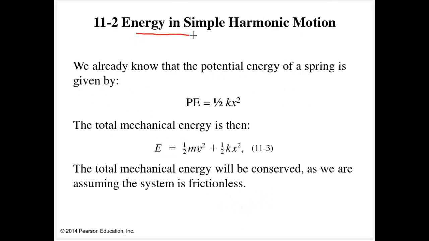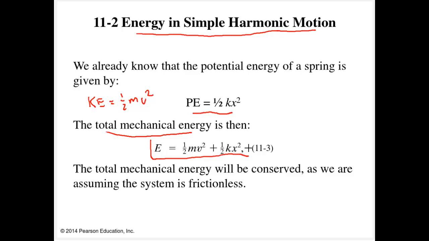Let's talk about energy in simple harmonic motion. We know that we can write the potential energy of a spring simply as 1/2 kx squared. We also know that if the object is moving, it's going to have a kinetic energy of 1/2 mv squared, and energy is going to be totally conserved in the system, so we can write the total mechanical energy to simply be the sum of these two types of energy. It can slosh back and forth between potential energy and kinetic energy, but the sum of these will always be a constant value.